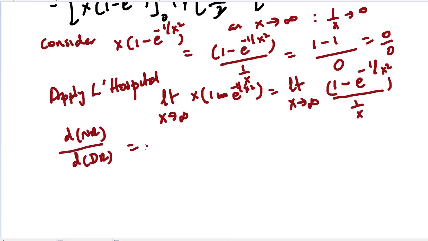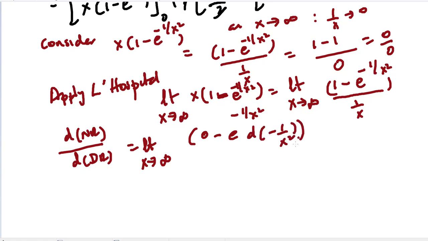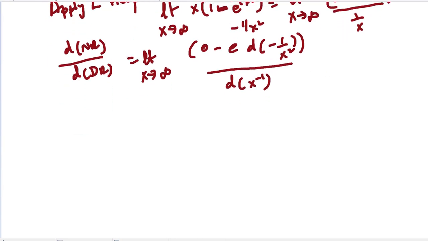So I will have to obtain the differentiation of the numerator. In this case, differentiation of 1 is 0. Now differentiation of e raised to the power of negative 1 over x squared, that's retained as it is. I need to differentiate negative 1 over x squared, divided by differentiation of 1 over x, that's x to the power of negative 1. So let me just get the differentials. You don't have to place 0, but I need to place e raised to the power of negative 1 over x squared.